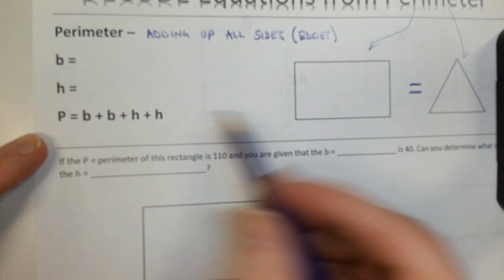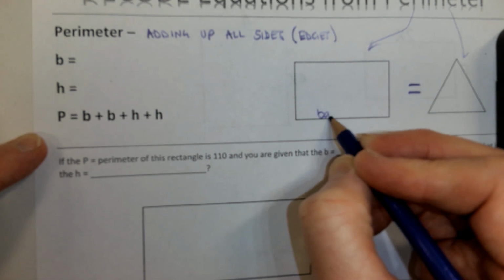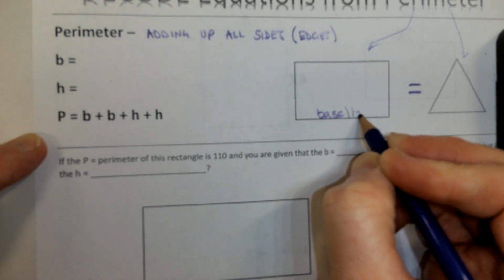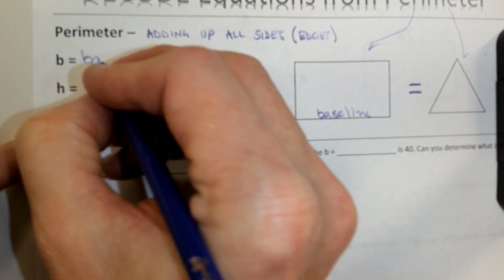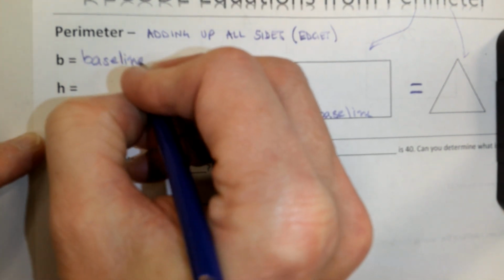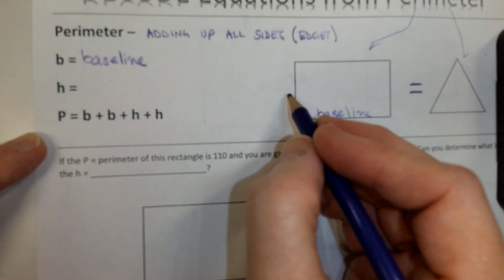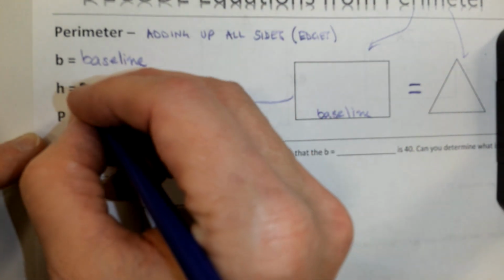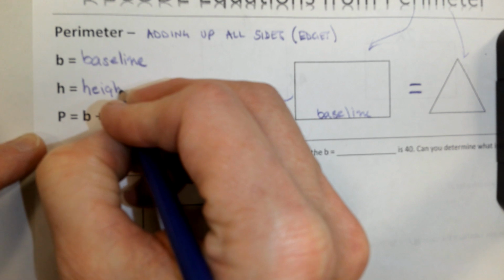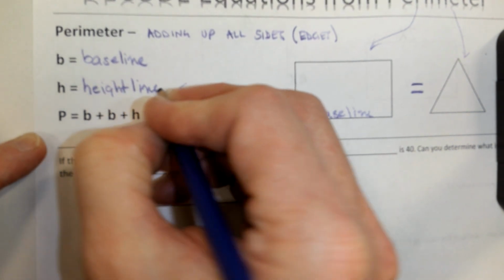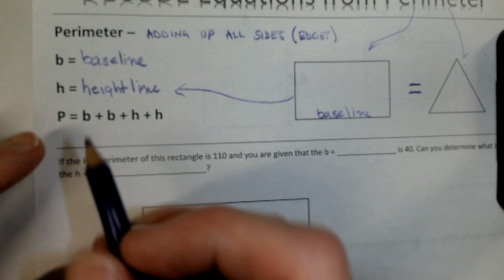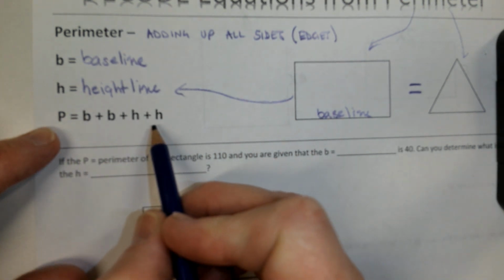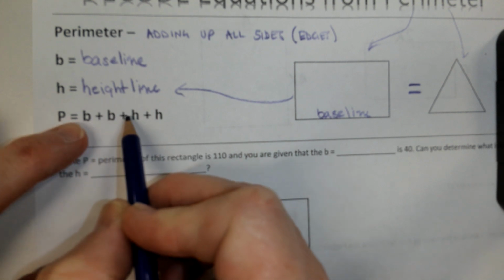This year, this line is called a baseline. It's not a base, it's not a line, it is the baseline. And we're going to write that here, B-A-S-E-L-I-N-E. This line, let's just draw an arrow, this is called H-E-I-G-H-T-L-I-N-E. It is a height line. It's not the height. It's the height line, the line that goes along the height. The perimeter then in this grade would be baseline plus height line plus height line.